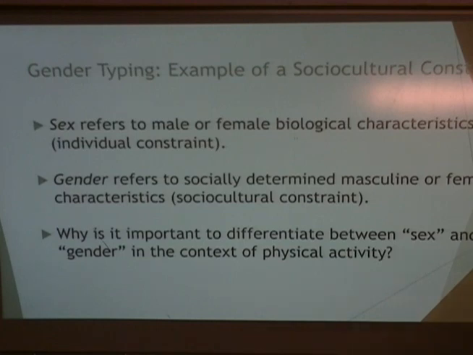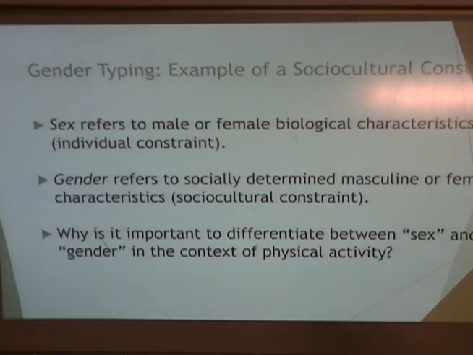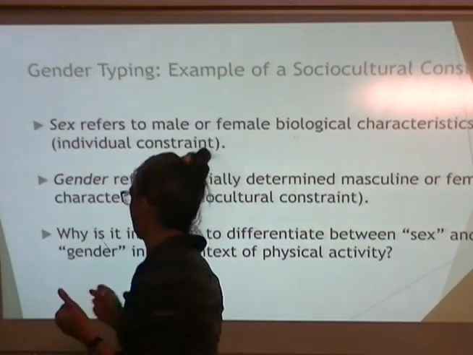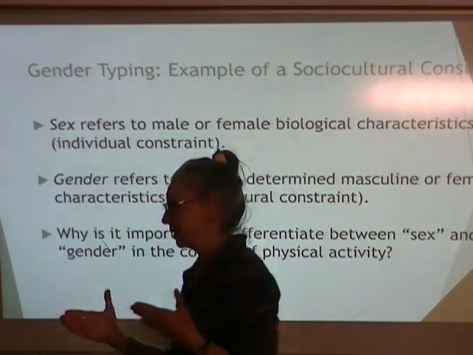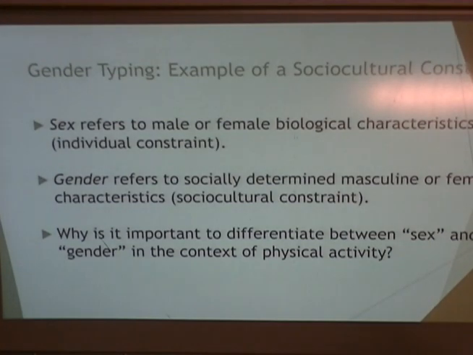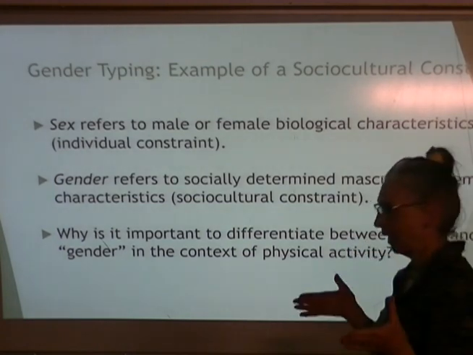So just some terminology that I get mad at all the time when I'm listening to the news because they're forever using the wrong term. So sex, male or female, is biological, right? 99% of the population are either male or female, okay? That's my sex.